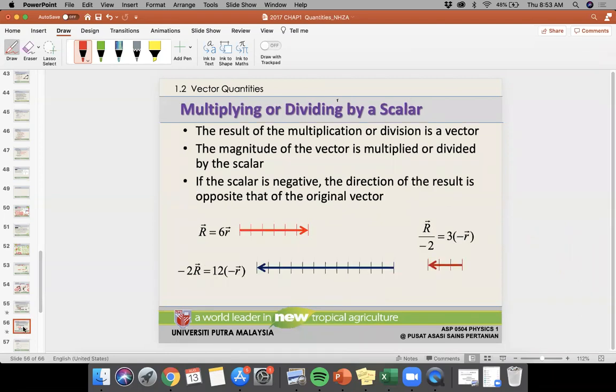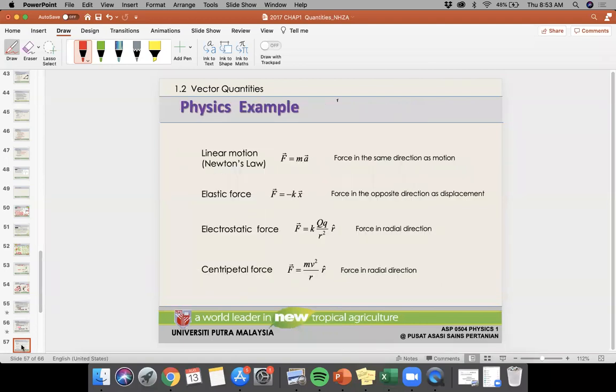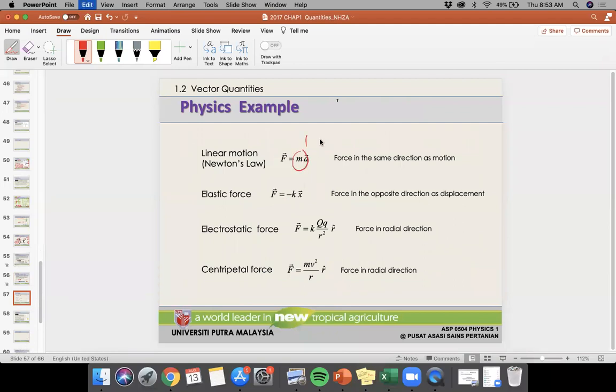Okay, so multiplying, we already know this one. It's easy peasy. Okay, physics example. F equals ma. The force is in the same direction as the motion. Why? Because mass is always positive. Mass is never negative. So your acceleration is always in the same direction as your force. Acceleration is a vector, force is a vector. Mass is a scalar quantity, no direction, unless it's weight, but this is mass, so it's scalar.